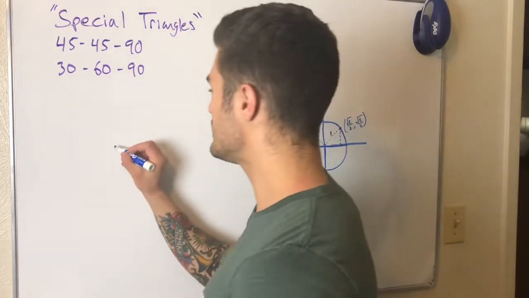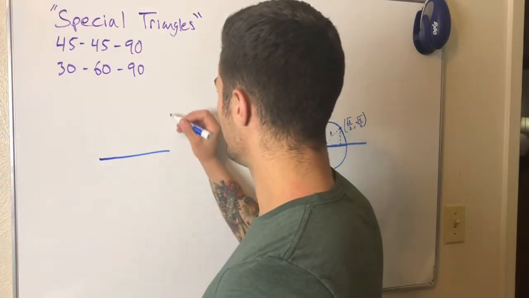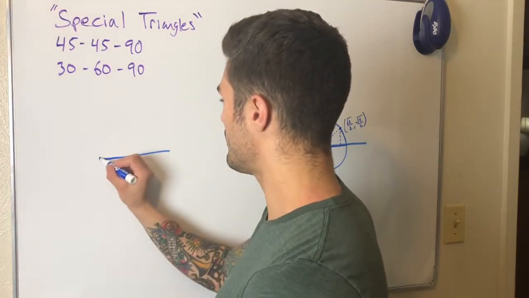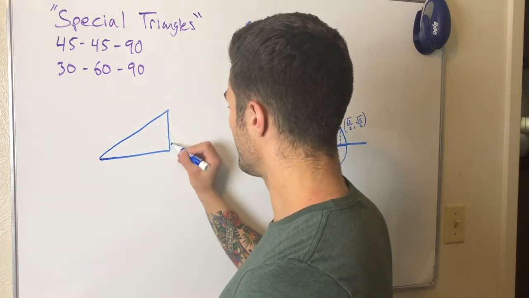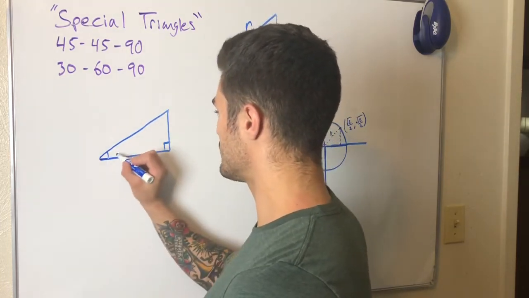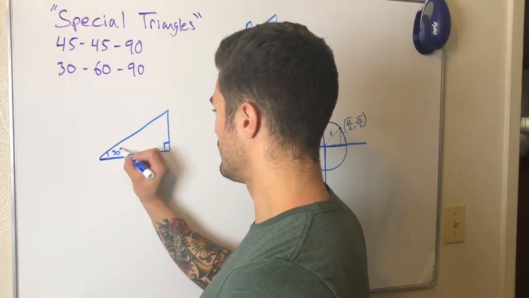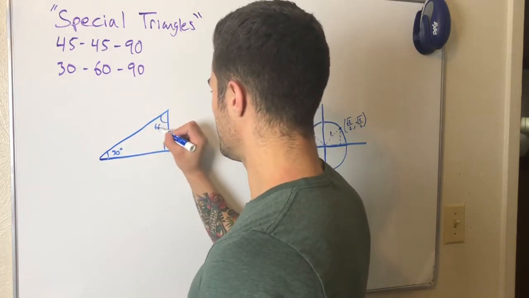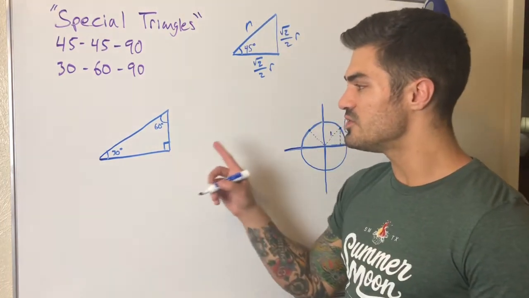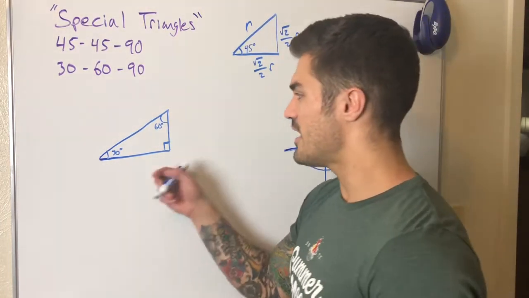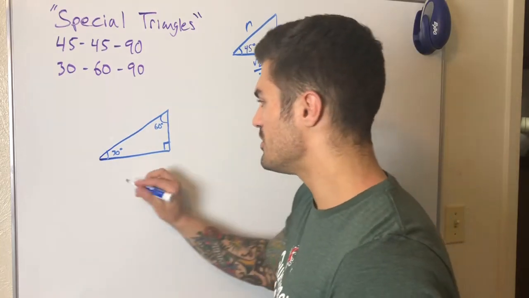So 30-60-90. This drawing is probably going to be terrible. Let's see. Since I have 30, I'm going to have my 30 here. So this angle is smaller. All right, it's about as good as it's going to get. So this is the 30 degrees. This is the 60 degrees. That's my 90 degrees. So the way I do this triangle is I reflect it, right? I sort of mirror it.